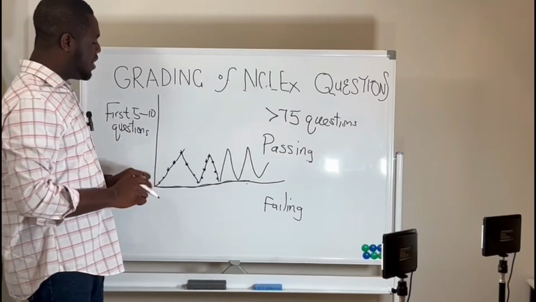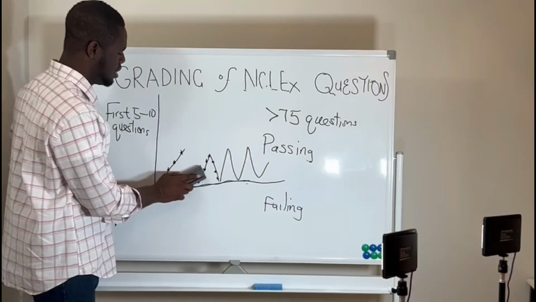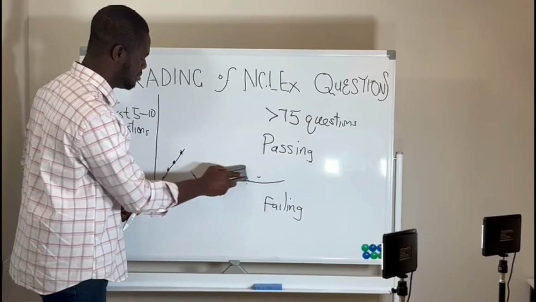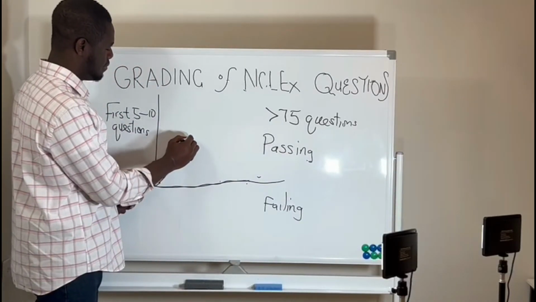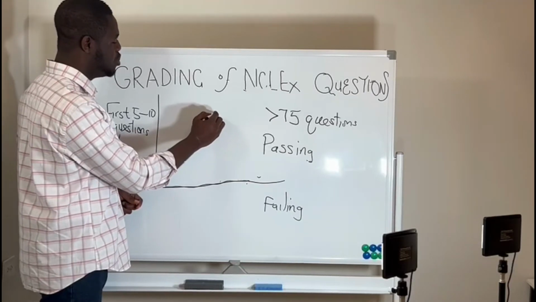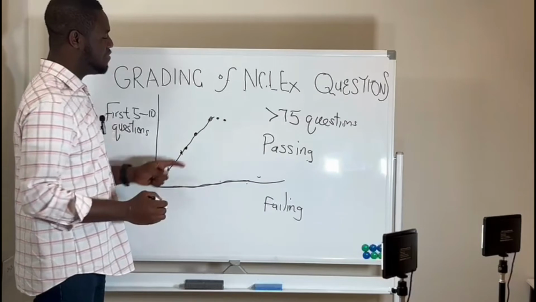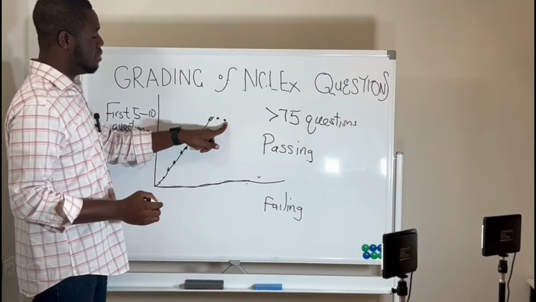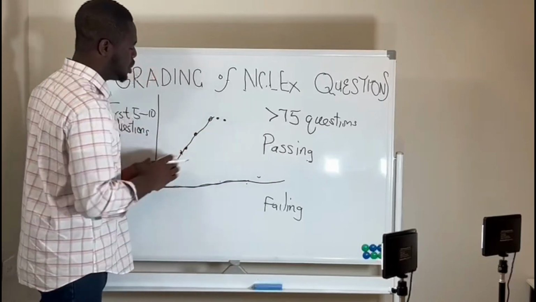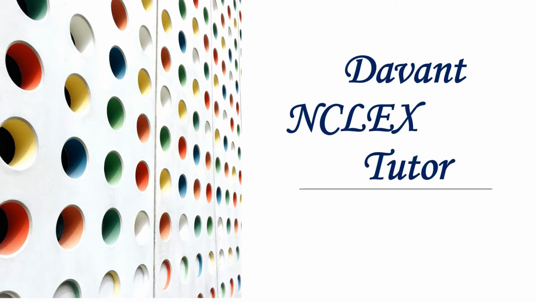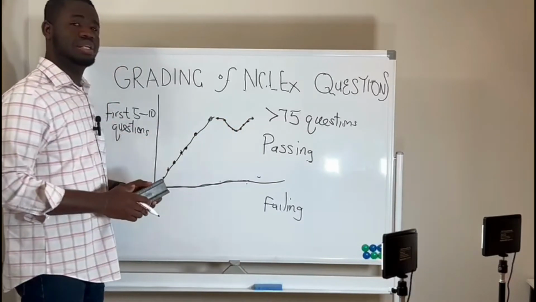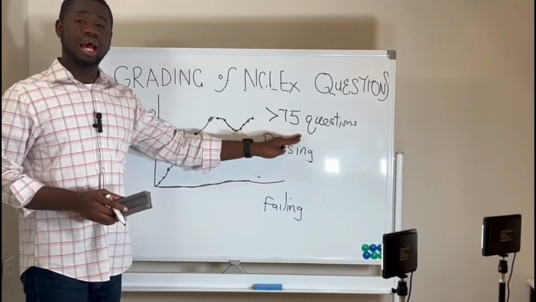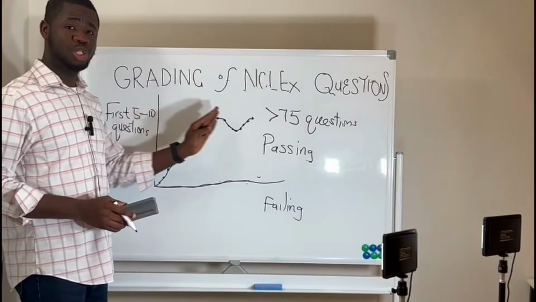But if the candidate is able to maintain a curve that trends up continuously, even though it may reach a plateau around here, maybe around here, but still continues to trend up, this kind of candidate may answer 75 questions, and at the 75th question, the computer may shut off.